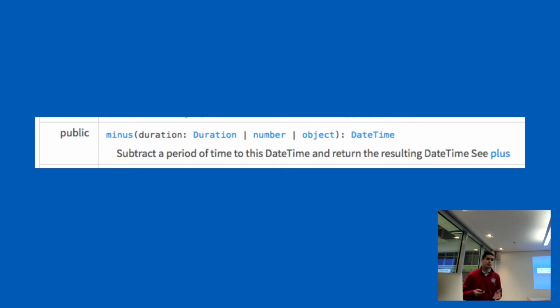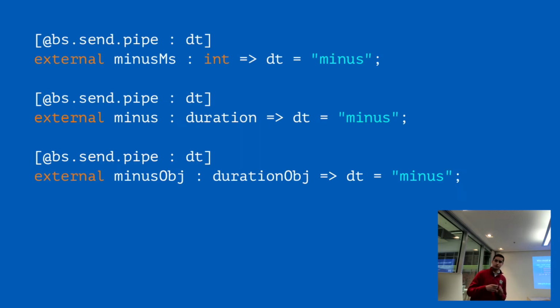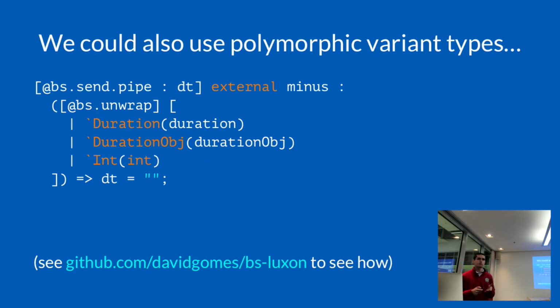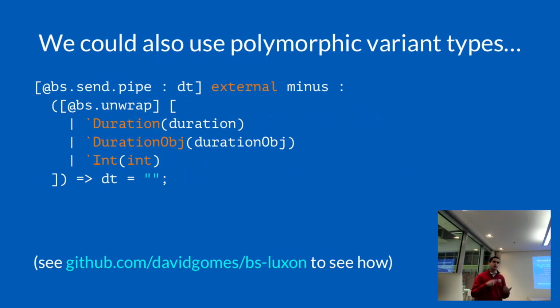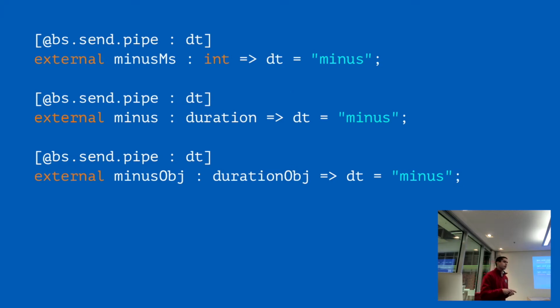Variadic type arguments, so an argument that can be of multiple types, is possible using polymorphic variant types. If you want to understand this better, I recommend the documentation or Axel's blog post on variants, which explains this really well. But for the talk, and this is actually what I did when I implemented the bindings for Luxon, which are up on GitHub, but I'm not going to go into that. I'm just going to talk about a simpler way of doing it, which is to declare three different bindings for the three different types of arguments that this function can have.